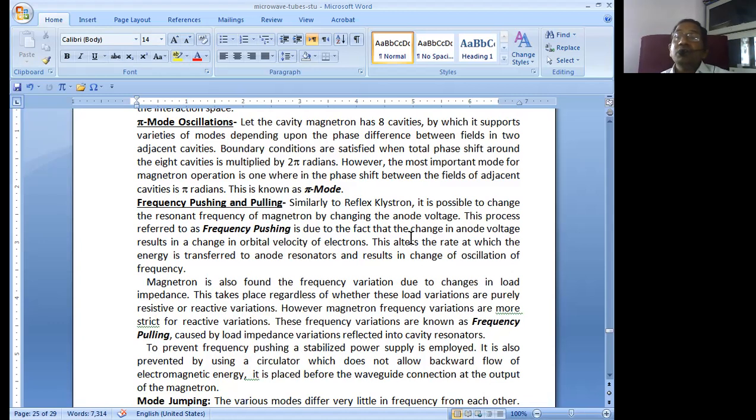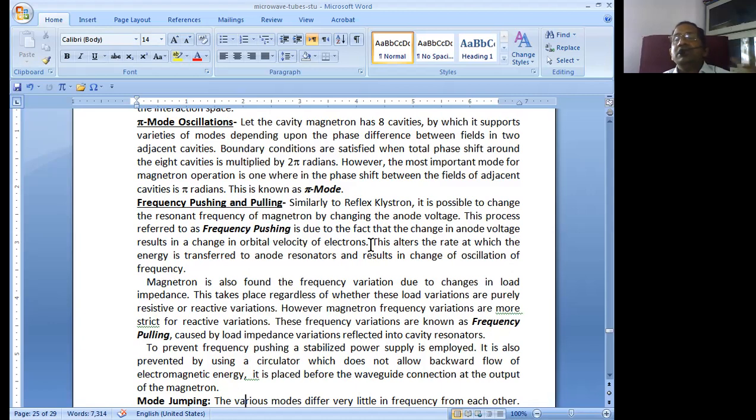But once it is fixed to that, it will be like that only in the case of the reflection oscillator, obviously. Same is the case with the magnetron as well. Now here, similar to the reflex klystron, it is possible to change the reference frequency of the magnetron by changing the anode voltage. This process, referred to as frequency pulling, is due to the fact that the change in anode voltage results in change in the orbital velocity of the electrons.